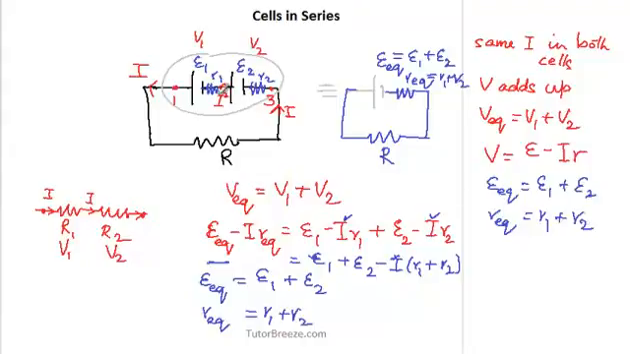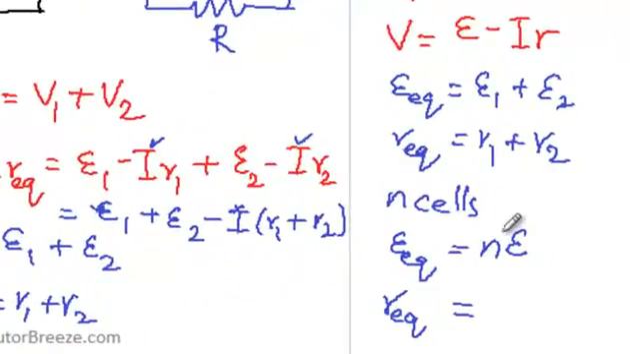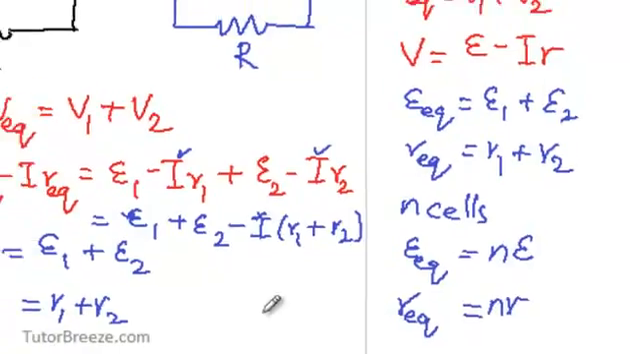Now say instead of just two cells, you had say 3, 4, 5, or I'll put it as n in general. So for n cells, we'll have the equivalent EMF as n times E. This is assuming that each of the cells have the same EMF E. And the equivalent resistance would be R1 plus R2 plus R3 up till Rn, and again assuming that all have the same internal resistance, this would be n times R.